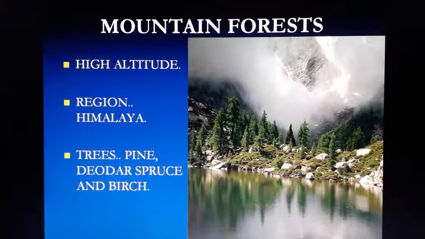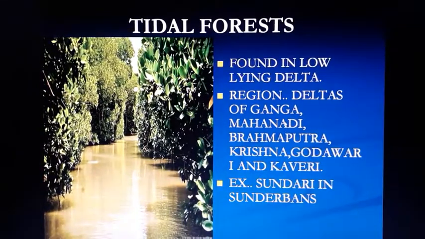Mountain forests are actually situated at high altitude, especially in case of India, it's the Himalaya region. Okay, trees: pine, deodar, spruce and beech are some of the examples of the vegetation found here. Tidal forest we are having found in low-lying deltas. Remember, the deltas of the Ganga, Mahanadi, Brahmaputra, Krishna, Godavari, Kaveri rivers, in their deltas actually these are found. The example is Sundari in the Sundarban delta. That's common actually because of the Sundari tree, the Sundarban delta name is given to this delta.